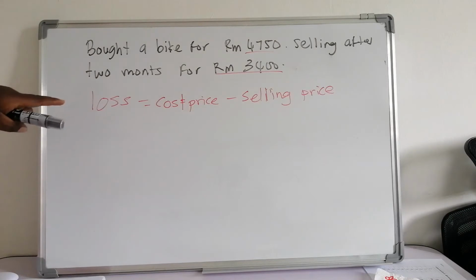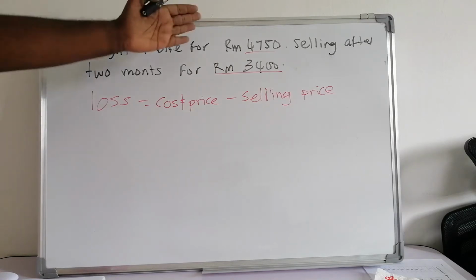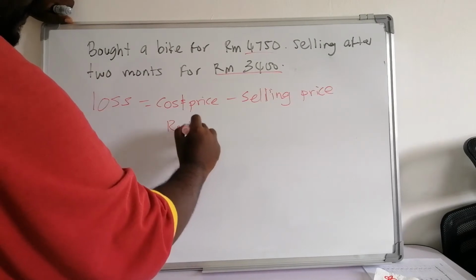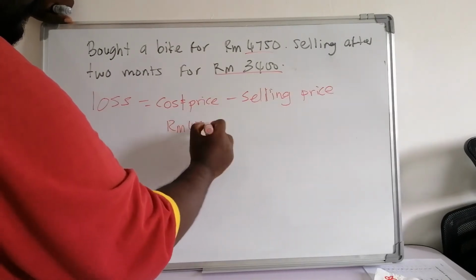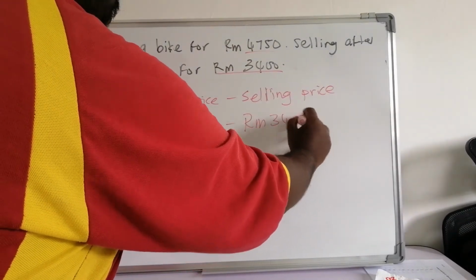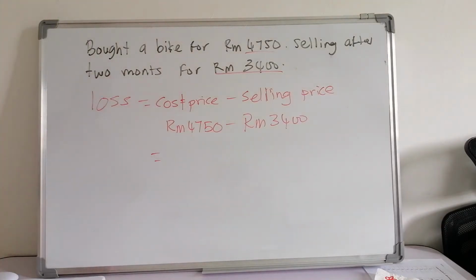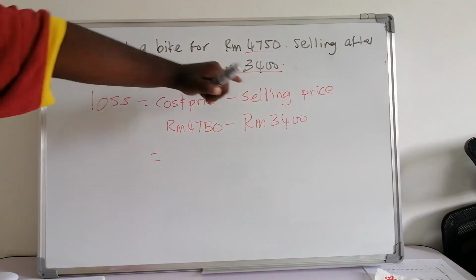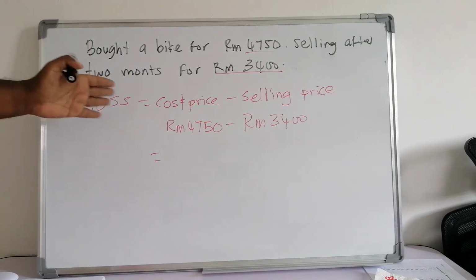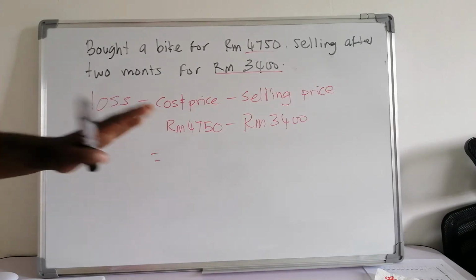In order to find the loss, we have to put the cost price. Cost price means the money that we used to buy the thing. The cost price in this question is 4,750, and we have to subtract 3,400 and find the answer. It will be the loss. This formula you must remember. There is no other way. You must memorize all the formulas that I am going to teach you today. When you do this, you will get the answer.